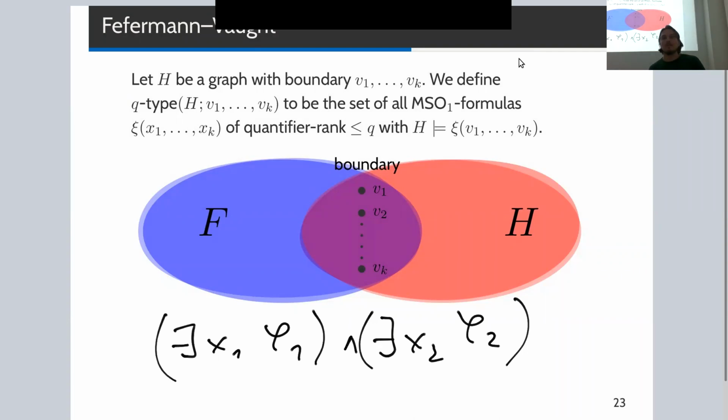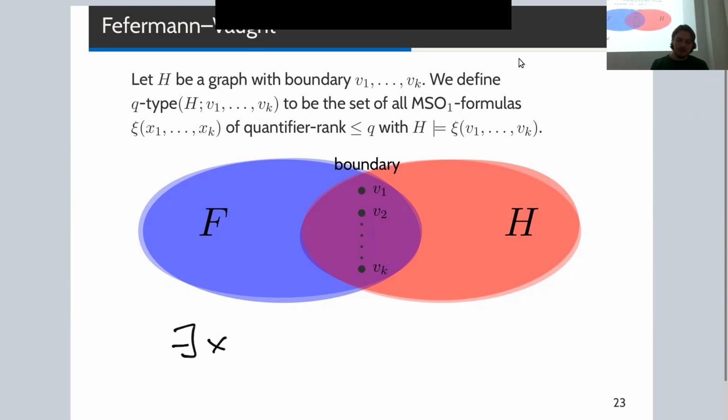Yep, question there. Is this about alternating quantifiers? It is not about alternating quantifiers. Yes, exactly. Only how many quantifiers are nested within each other. So here, because it's not nested, this formula still has quantifier rank at most 1. And the Q of the Q type is the bound on the quantifier rank of the formulas that we want to store.